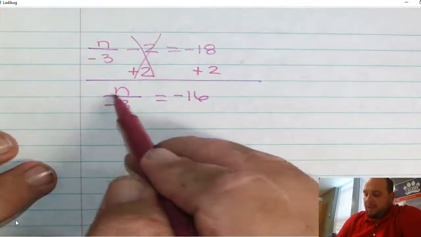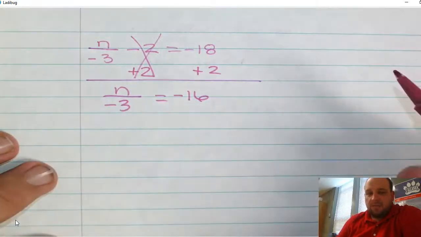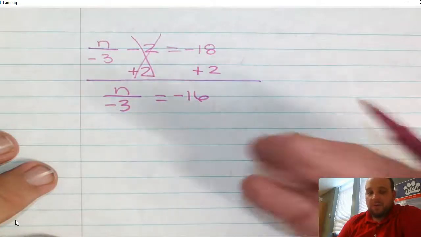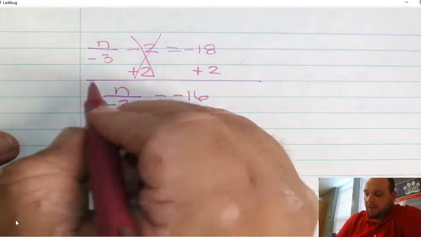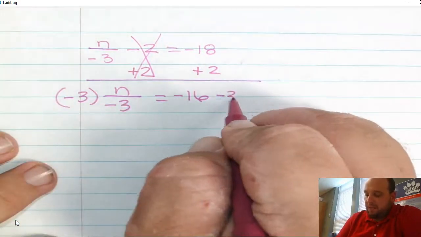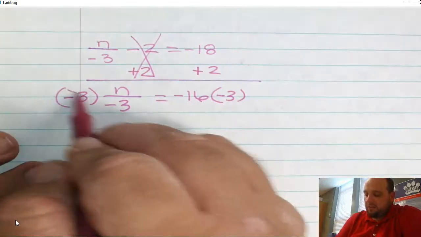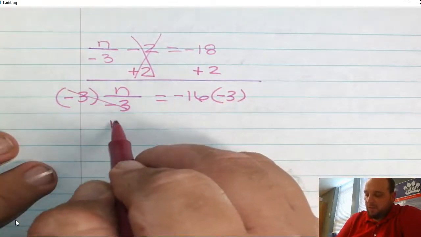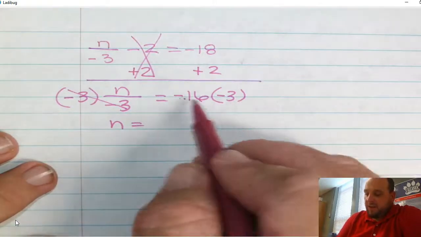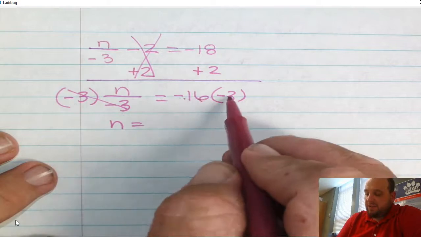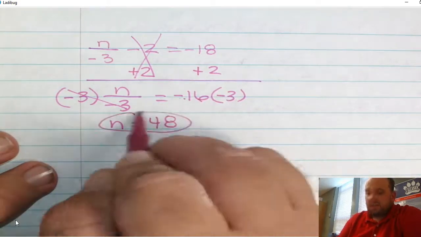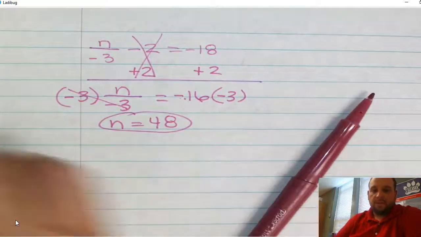All right. When I have n divided by negative 3, I do the opposite of dividing by negative 3. So how do I undo division? I do it by multiplying. So I'm going to multiply this side by a negative 3, and the other side as well. This will get 1. 1 times n will give me n. When I take negative 16 times negative 3, a negative times a negative is a positive. So now I just have 16 times 3, which is 48. And so I get an answer of n is equal to 48. Good luck with your practice.